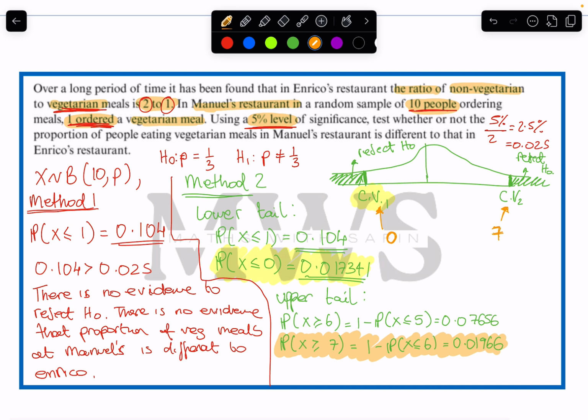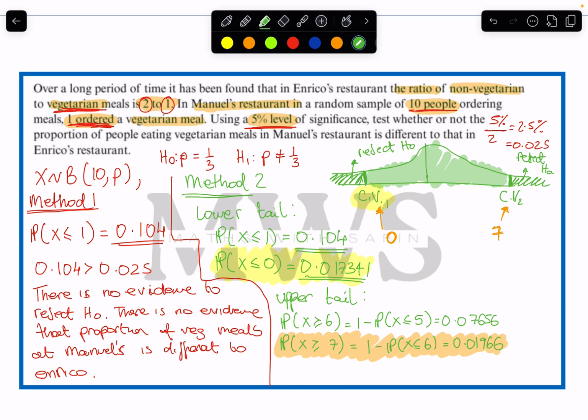However, in this case, 1 does not fall into the critical region. Therefore, 1 falls under the safe region, which is this section here. So we do not reject H0. There is no evidence to reject H0, and there is no evidence that the proportion of vegetarian meals at Emmanuel's is different than Enrico's. And that will be our final answer for this question.